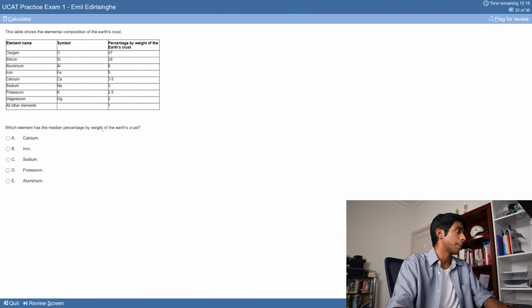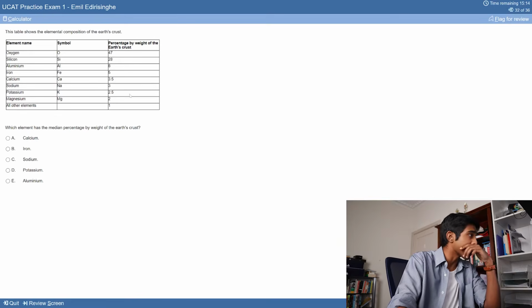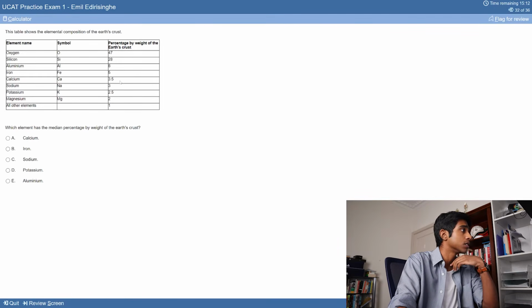Has a median percentage by weight. Okay, 1, 2, 3, 4, 5, 6, 7, 8, 9. So 1, 2, 3, 4. Calcium.